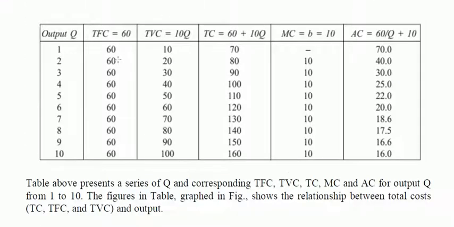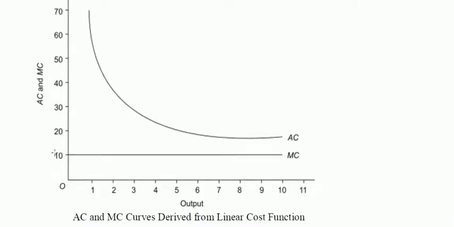Okay, you can check this. Total fixed cost will be 60 always, total variable cost is the product of 10 into Q. So as the output is increasing, this Q is increasing, the total variable cost is increasing, and in the same way the addition of these two gives us total cost. And marginal cost is B, which we have found after taking the derivative of total cost. So this is again constant. Average cost, using this formula, we have got like this. So if we are plotting marginal cost and average cost, we'll get this. So marginal cost is 10 throughout, and average cost is slowly decreasing.